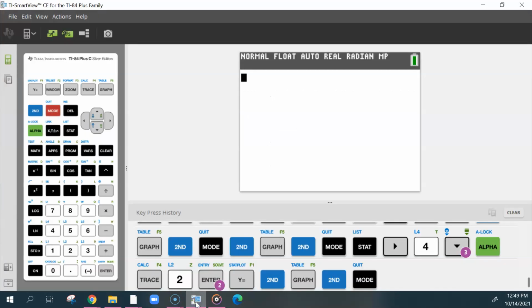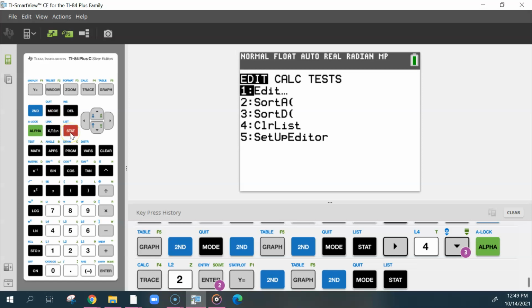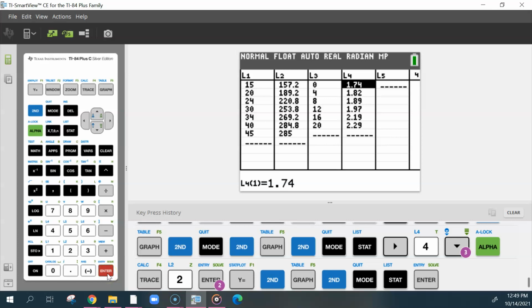So a lot of the stuff I have in my calculator already. Remember that this is you knowing how to use your calculator more than anything else. So you would put your data in stat edit. Okay. Mine is there already.